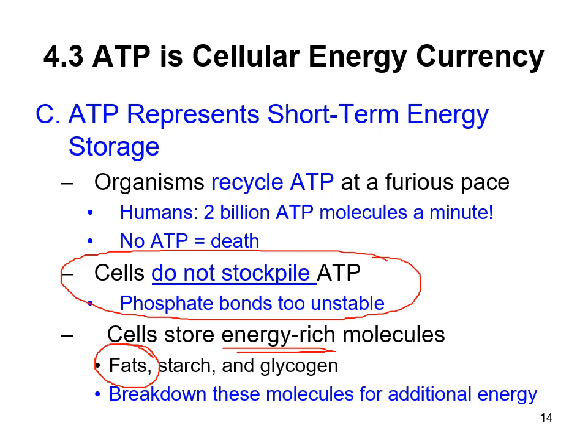Also, plants are a good example of utilizing starch as an energy-rich molecule that it would like to store for a later day or time.